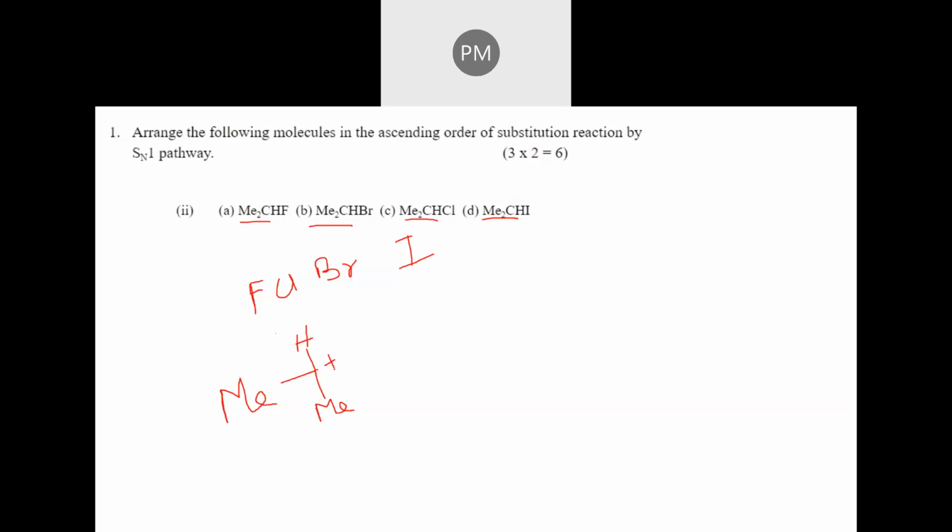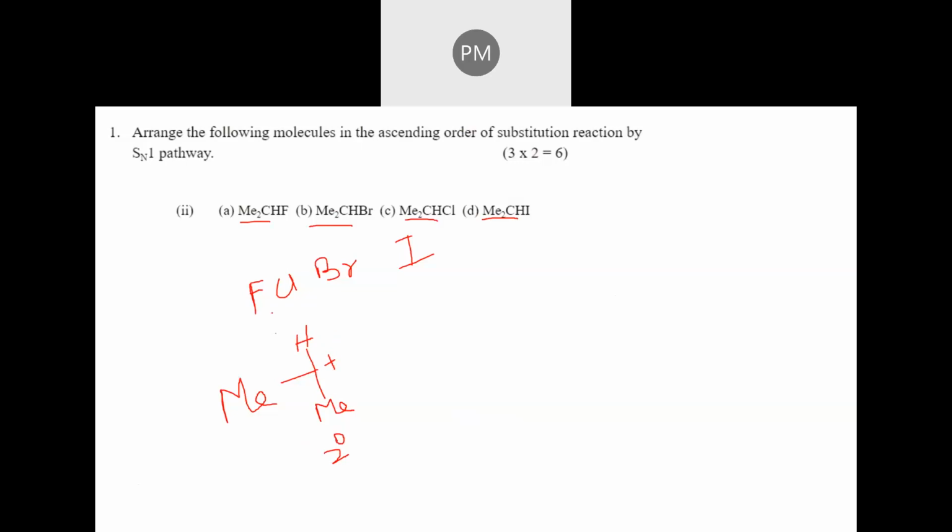So all of these have the same 2 degree carbocation. So now we have to find out the stability of the leaving group, that is, after removing that leaving group, how stable it is.